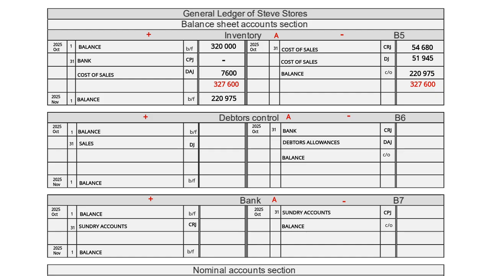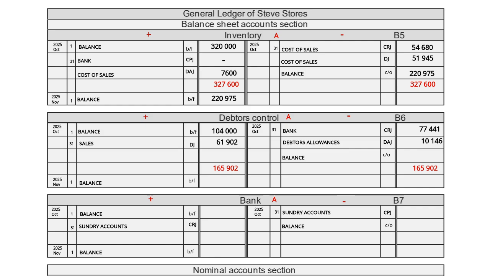So our opening balance is 104,000, once again from our given information. Number 2, our sales DJ total is 61,902. Our CRJ bank total is 77,441. Our DAJ debtors allowances total is 10,146. Now we're going to add up our debit side. Then we get 165,902. We know the credit side must also balance to 165,902, following the double entry rule.